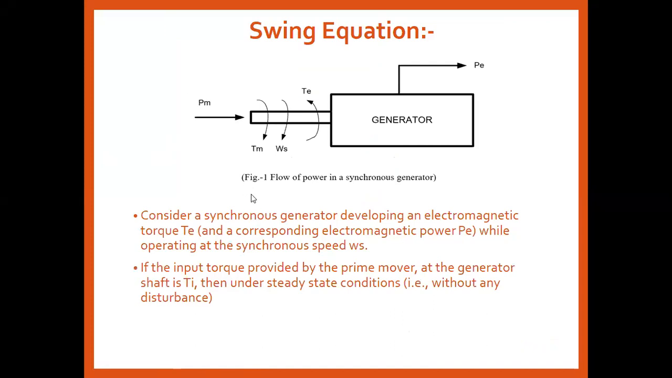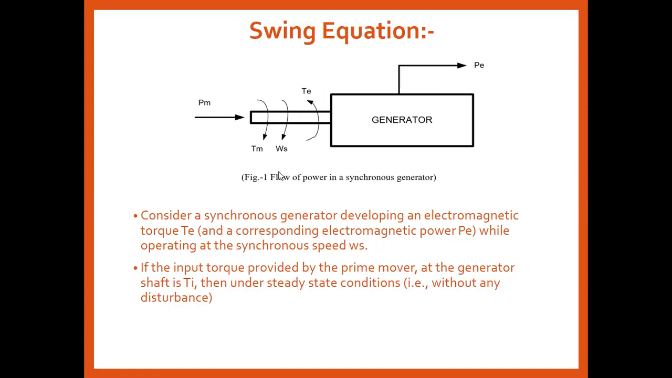Here is the power flow in the synchronous generator. Here we observe Pm, the mechanical input given to the generator, where Tm is the mechanical torque. Omega s is the synchronous speed, whereas Te is the electrical torque generated across the prime mover, and Pe is the electrical power generated from that generator.